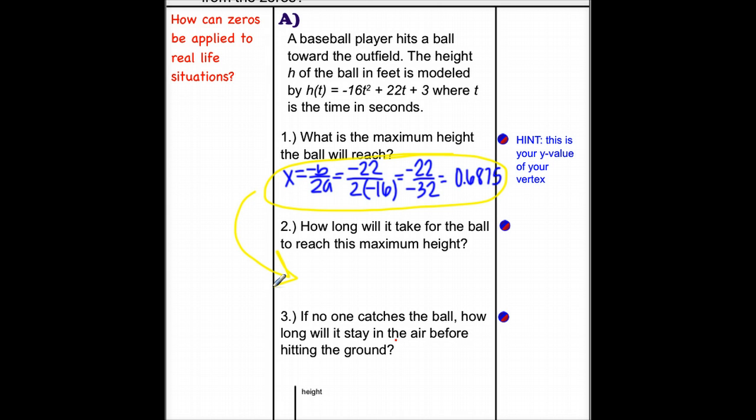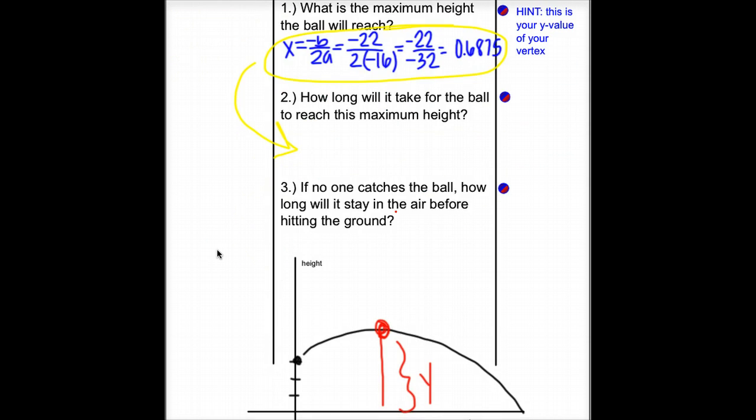Now to put some context to that, this actually answers the second part of our problem, how long it will take the ball to reach its maximum height, because when we're trying to find our vertex, we look at this part here being our t, or how much time it takes to reach the horizontal aspect of this vertex point. And so this 0.6875 is representing 0.6875 seconds that it takes the ball to reach that maximum height.